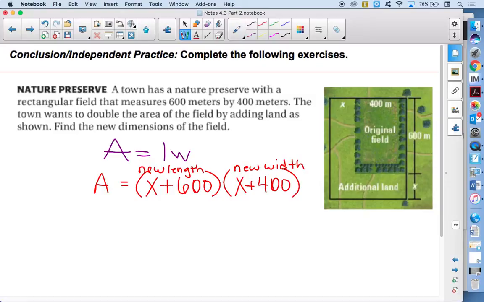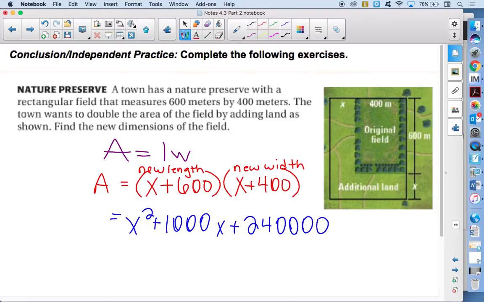And Paige, I think you probably FOILed that. What did you get when you FOILed it? x squared plus 1,000x plus 240,000. Okay, so 240,000. Make sure you're adding the correct number of zeros. There are 4 zeros in 600 and 400. When you multiply, there should be 4 zeros in your answer as well. So use the zeros to your benefit. You're really just taking 6 times 4 and adding the extra 4 zeros.